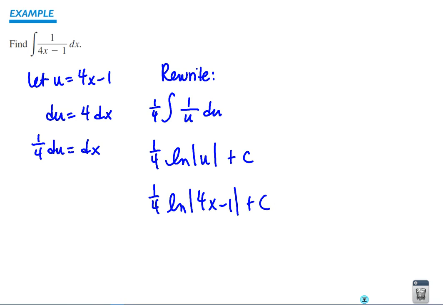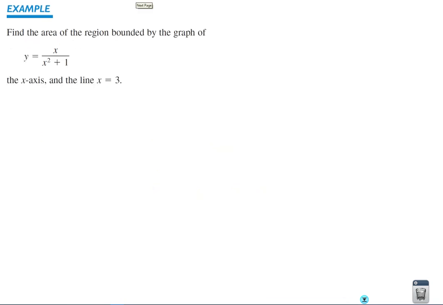Okay, now this next problem, let's see. Find the area of the region bounded by the graph of y equals x over x squared plus 1, the x-axis, and the line x equals 3. So this is not an indefinite integral like we've had in the past. This is a definite integral. Okay, so we want to go from the x-axis and the line x equals 3. So I know I'm going to go from 0 to 3 of x over x squared plus 1 dx. Okay, so let's think about this here. It looks like, because I have a fraction here, and let's see, I've got two expressions within my fraction.